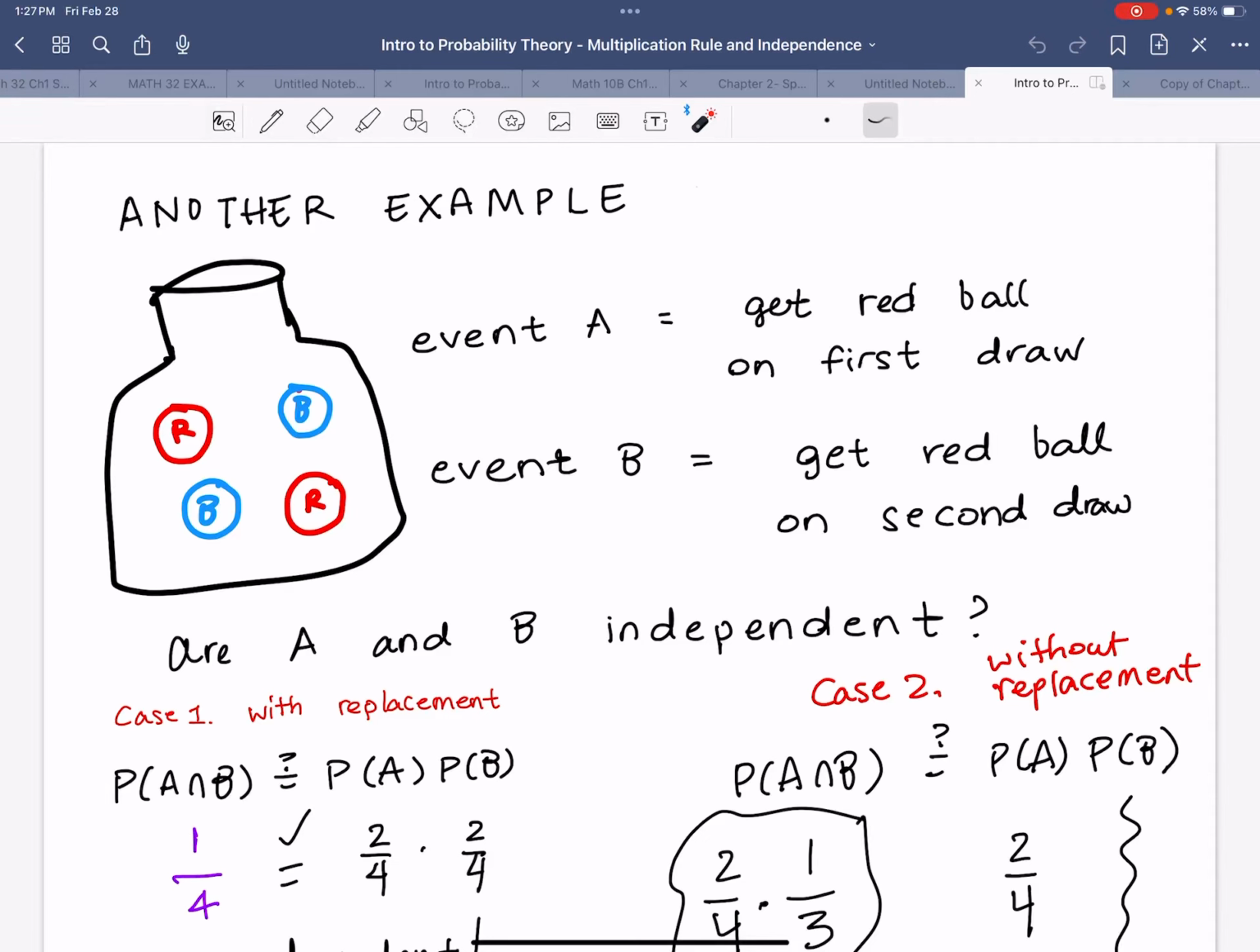Hello and welcome to this brief video, which is going to be the conclusion of our lecture on the multiplication rule and independence. So I wanted to start off by reviewing this example here.